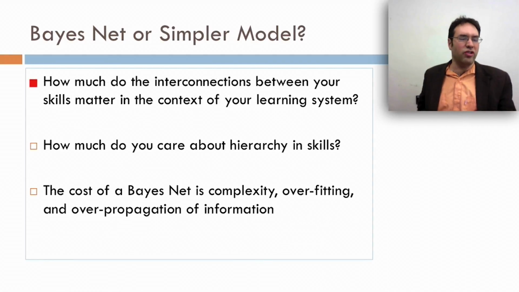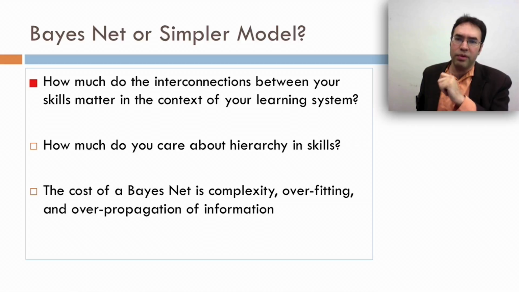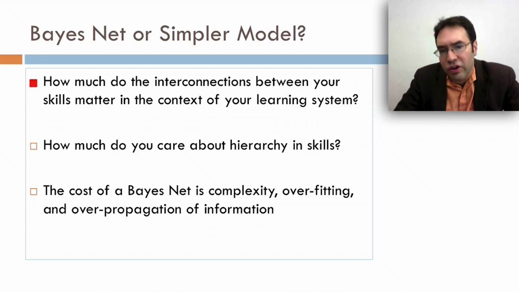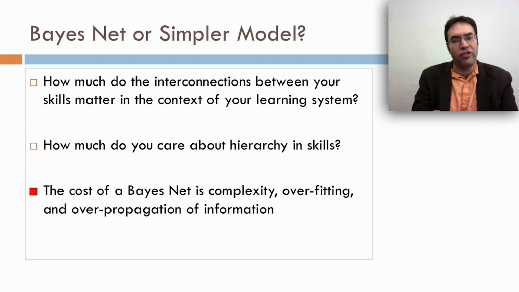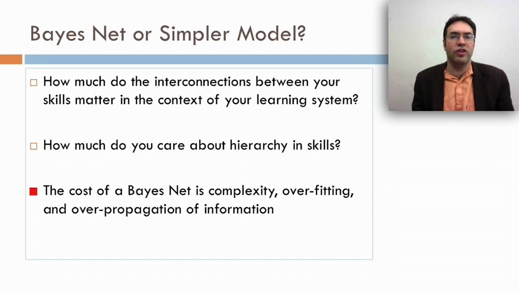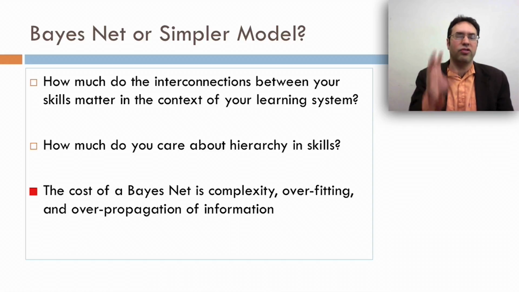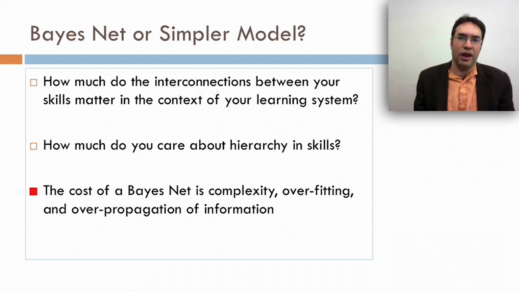So one question you might want to ask yourself is, should I be using a Bayes net? Should I learn about this? Or should I use one of the simpler models that we've talked about in this class? And the big question is, how much do the interconnections between your skills matter in the context of your learning system? And how much do you care about the hierarchy of skills? The cost of a Bayes net is complexity, overfitting, and overpropagation of information. The power of a Bayes net is it can fit very complex structures that the simpler models simply can't fit.